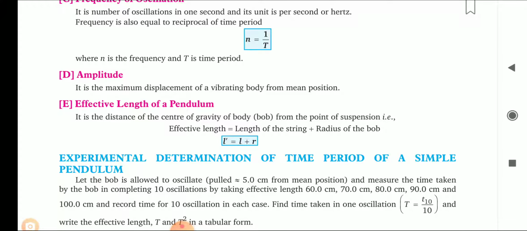Now comes the amplitude. Just now we talked about the semicircular curve, upside of the x-axis and downside of the x-axis. From that curve, the maximum displacement from the mean position, that is from the x-axis, is known as the amplitude. It is the maximum displacement of a vibrating body from its mean position.